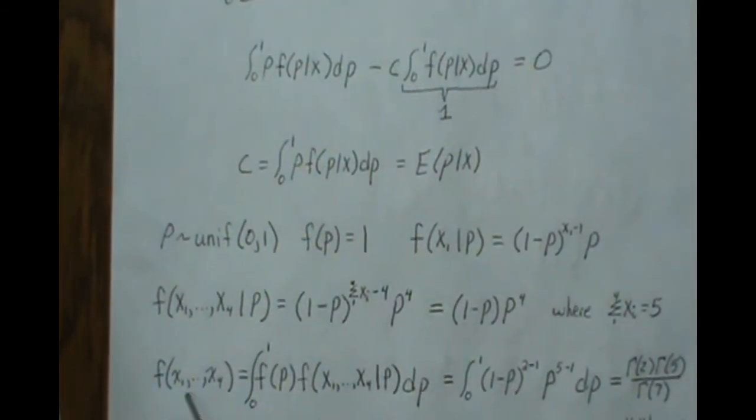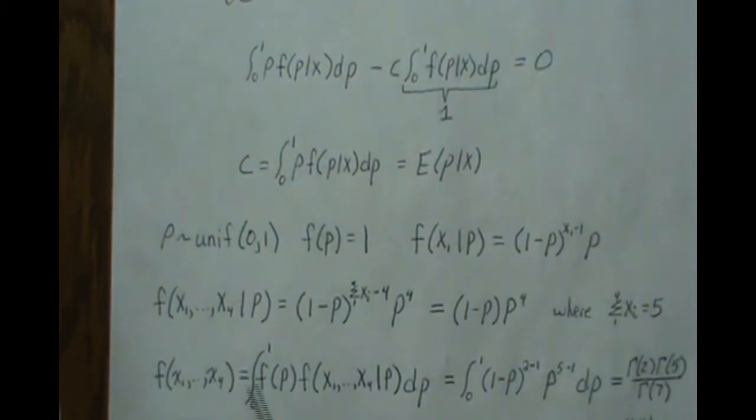But now we find the marginal of our data, so we integrate out P from this times that. Because if you think about this joint, A given B is A intersect B divided by B. But if we multiply this piece up here, then it's the joint distribution of X and P. But if we integrate out P, then it's only left for the X's.